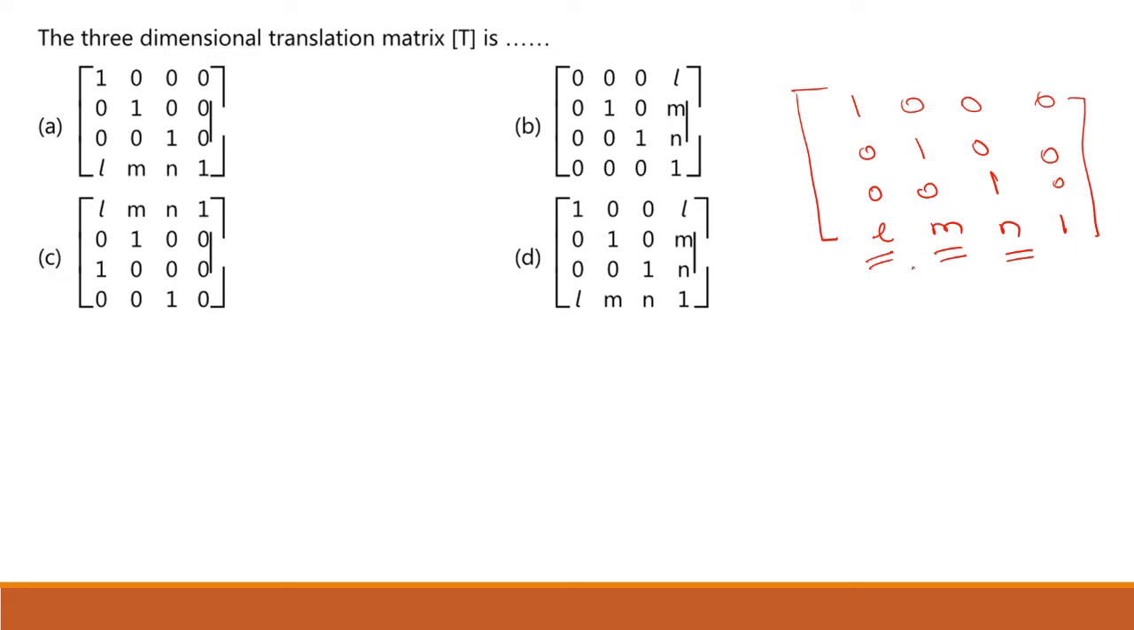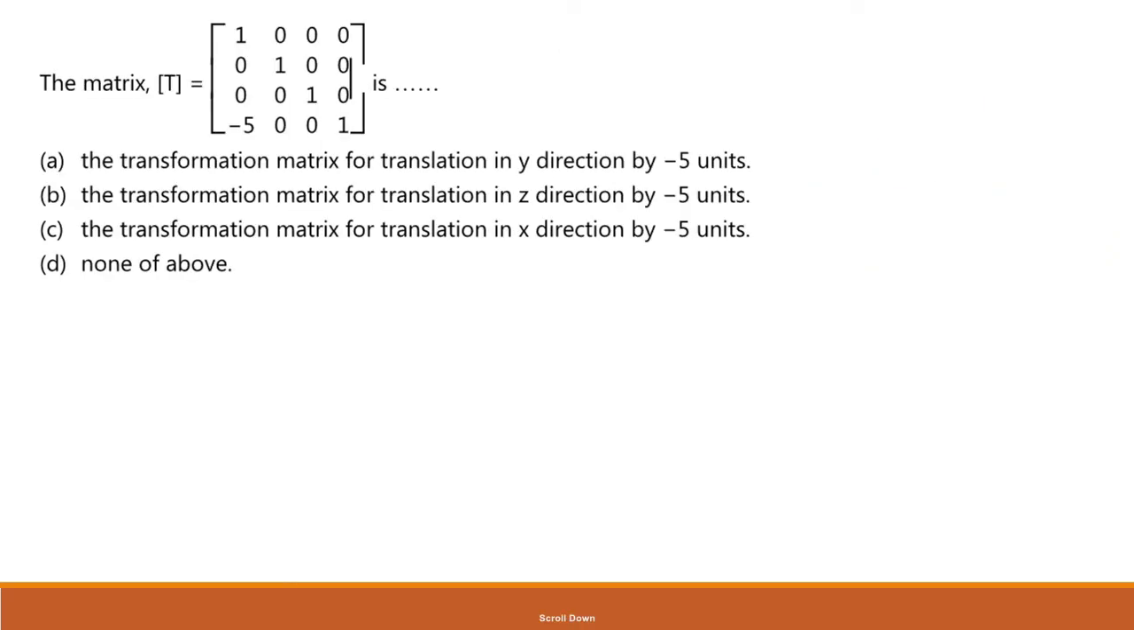You can also say translation by L unit in x coordinate, translation by M unit in y coordinate, and translation by N unit in z coordinate. So which option will be the correct option? If we compare this, again option A will be the correct option. Now the next one, the matrix. The given matrix, if you compare, is the same as the translation matrix.